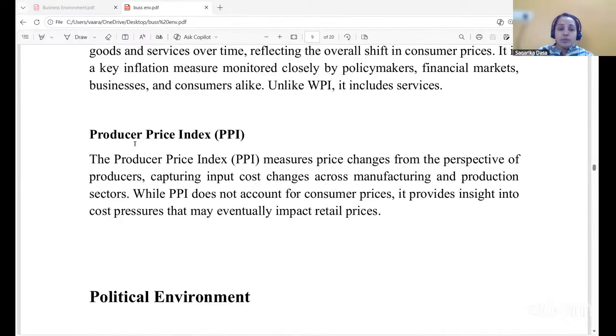Then we have something called the producer price index, which measures the price changes from the perspective of the producers, capturing input changes across manufacturing and production sectors. So the producer price index is all about producers, the persons who are manufacturing the goods and services. Hence it includes input cost of production and manufacturing sectors. This is the way we are going to measure the inflation.